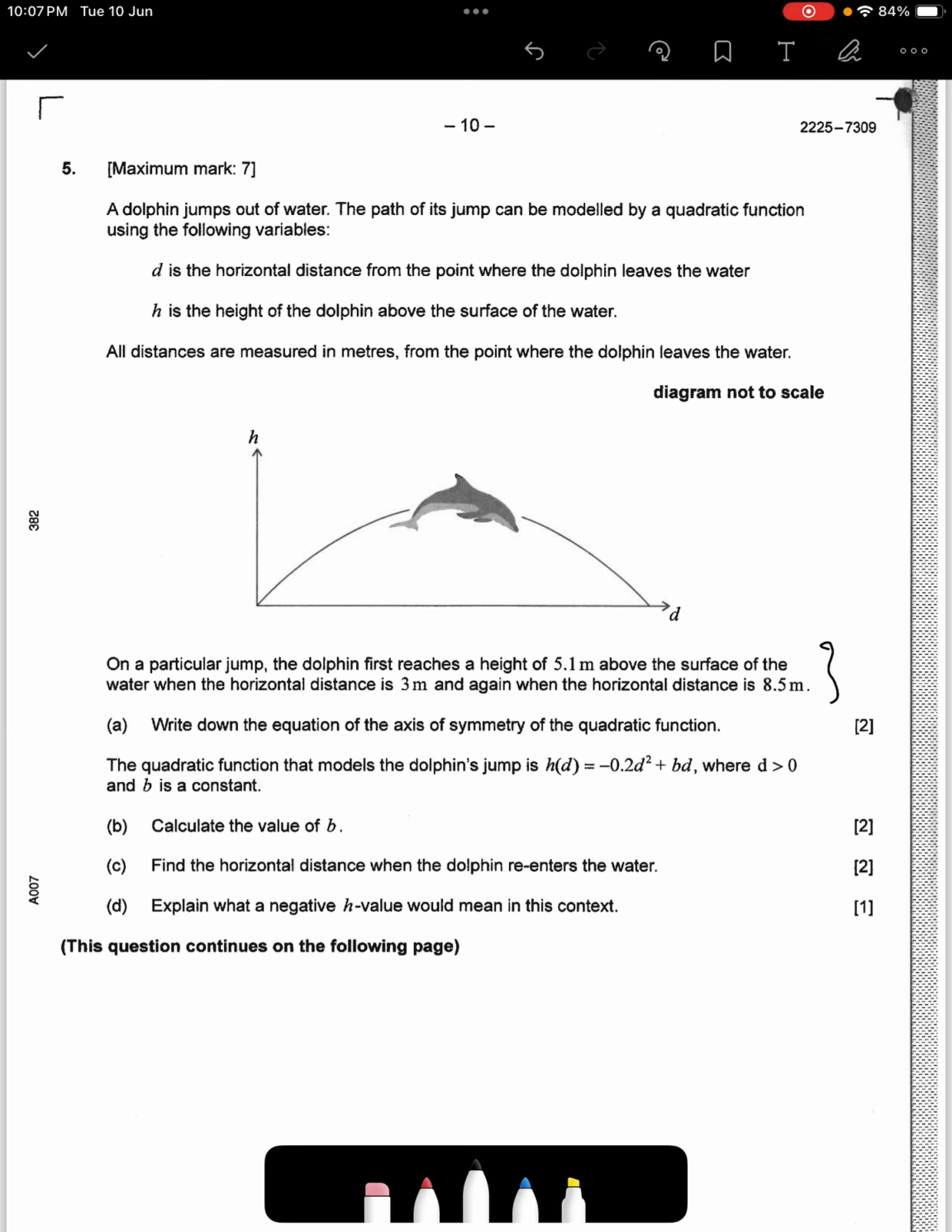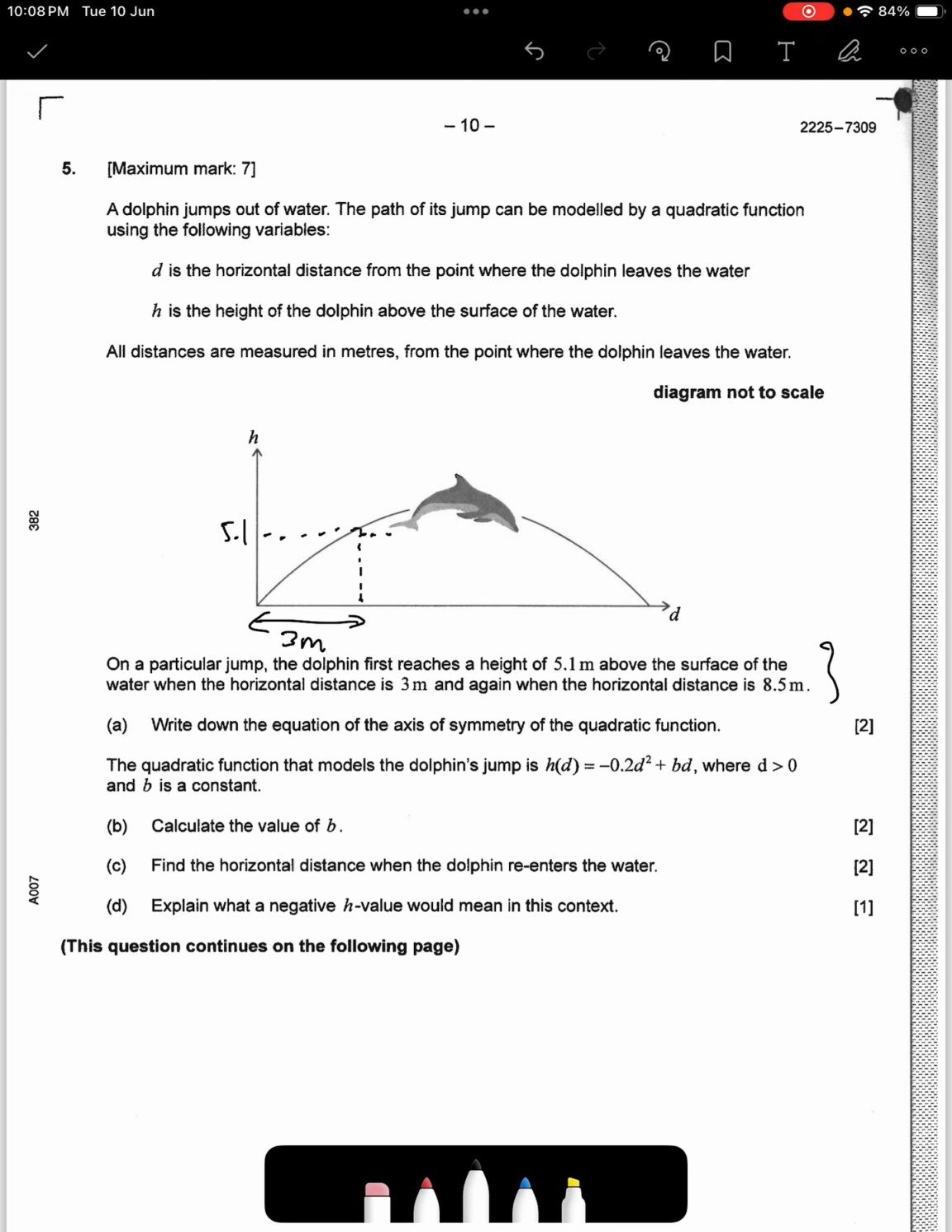I believe a lot of students will say that at the highest point, that's where the dolphin reaches the height of 5.1. But the question says it's going to reach the same height twice. So you can't have the maximum point be 5.1, because you don't reach the maximum height twice. So it's logical to say that it will have the same height before the maximum point. Maybe this will be about 3 meters horizontally, and you reach the height of 5.1.